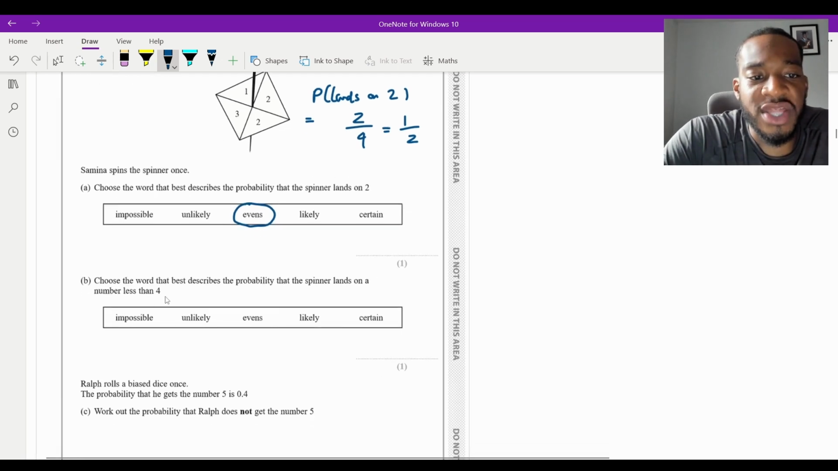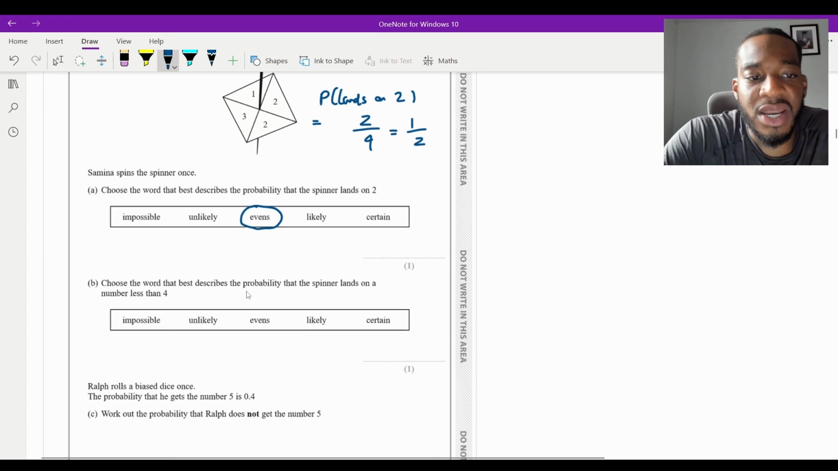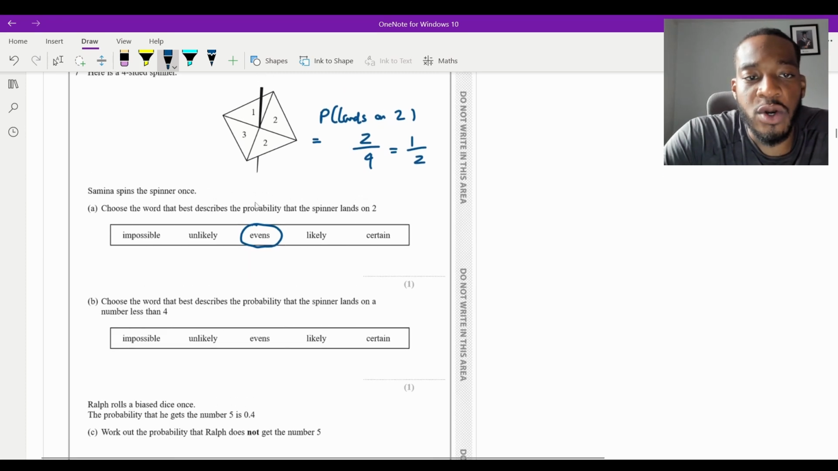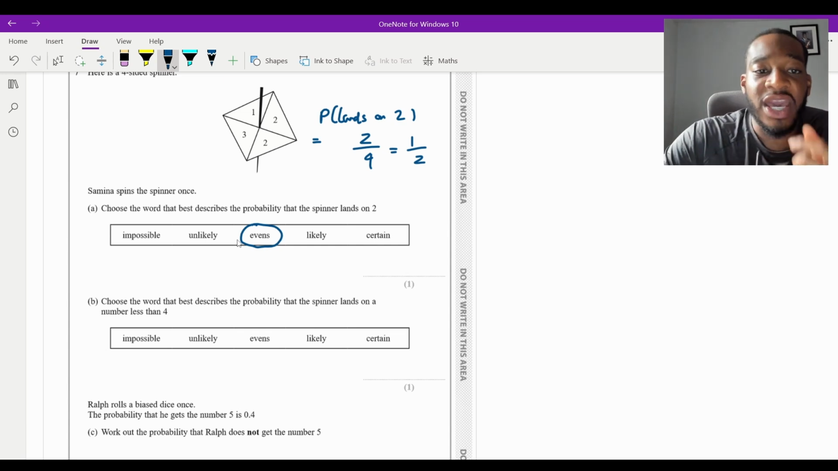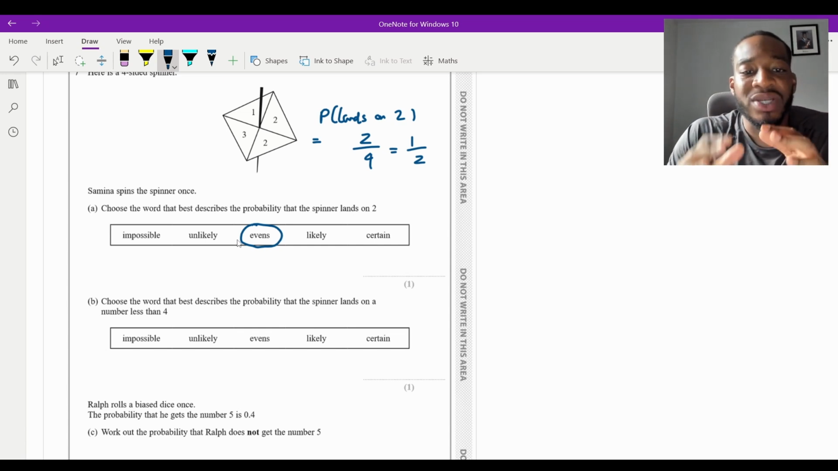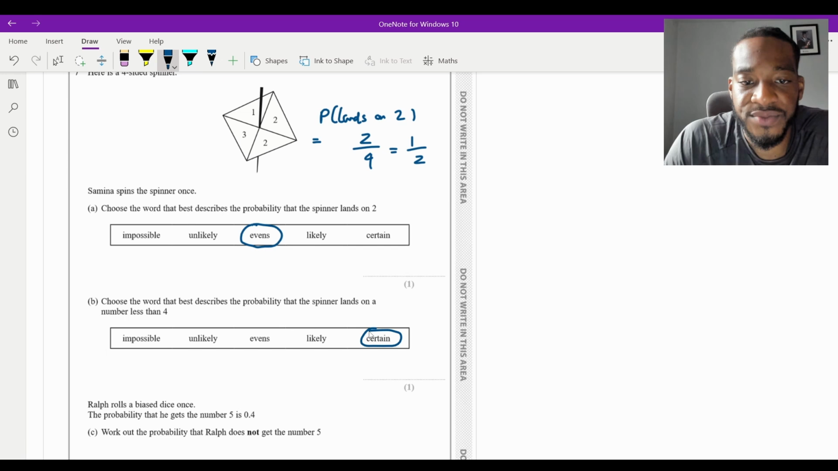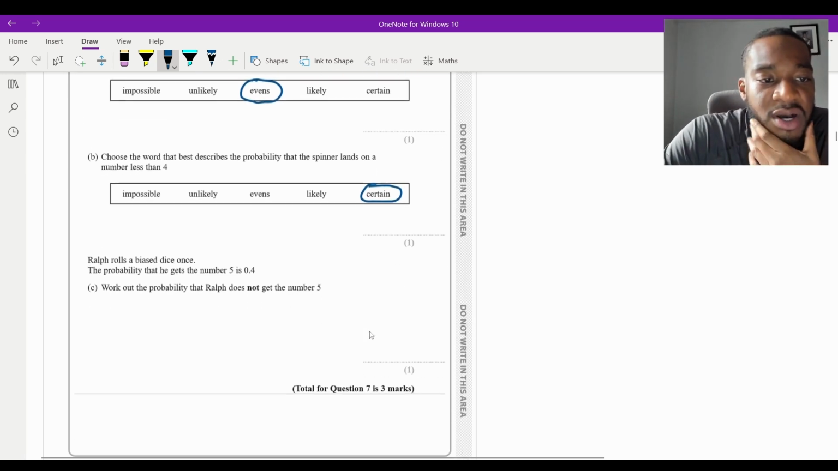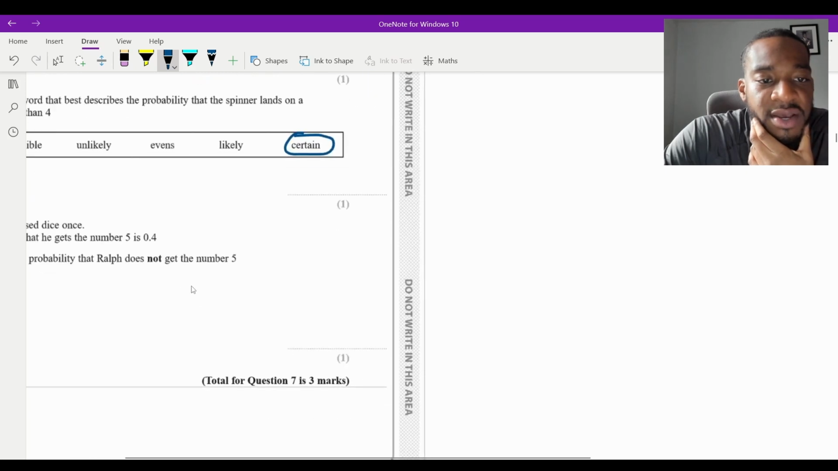It says choose the word that best describes the probability that the spinner lands on a number less than 4. Well, there are 4 options, and you can either have a 1, 2, or a 3. Each of these are less than 4. So it's absolutely certain that when you spin it, it's going to land on a number less than 4. So it's going to be certain here, which means 100% of the time it will land on a number less than 4.